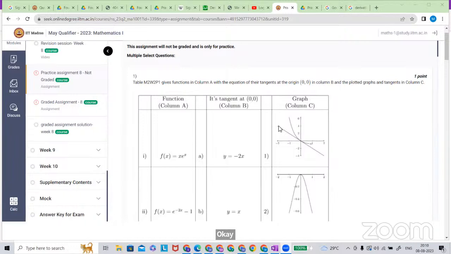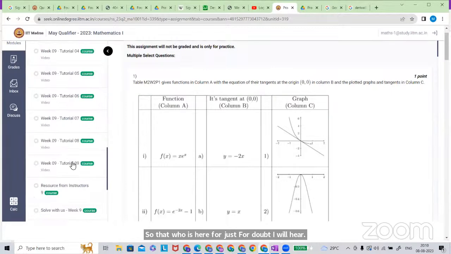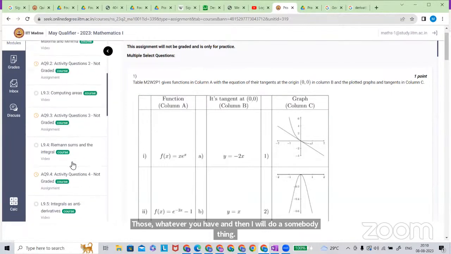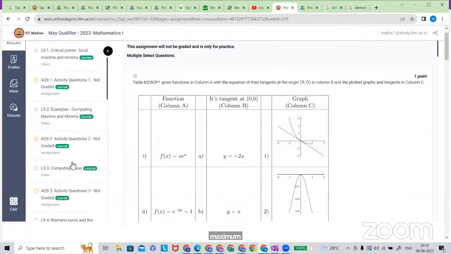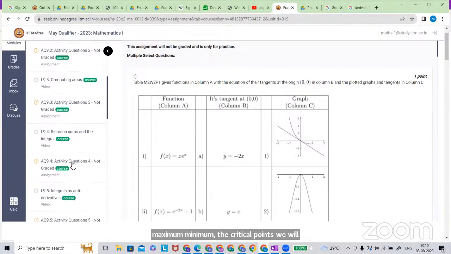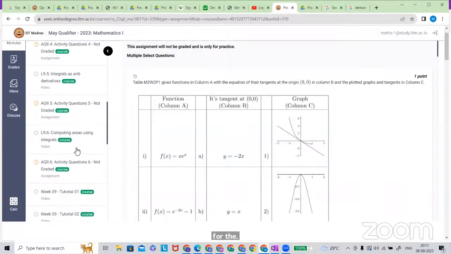Please raise your hand one by one. First, I will take doubts. Whoever is here just for doubts, I will clear those doubts, and then I will do a summary. In week 9, we have maxima, minima, the critical points, and then Riemann sum. Riemann sum is nothing but a kind of integral, a different concept of taking the integration. That's all for week 9.